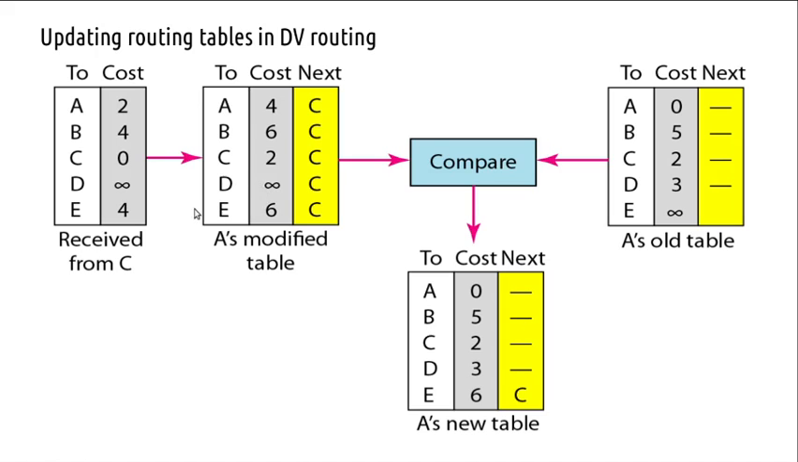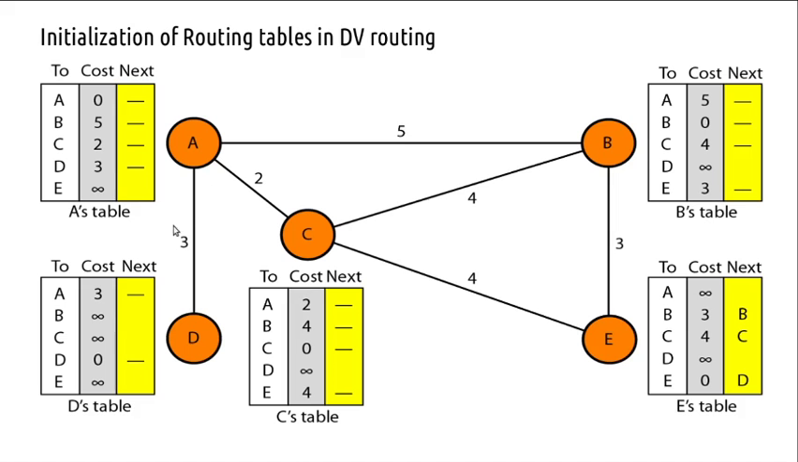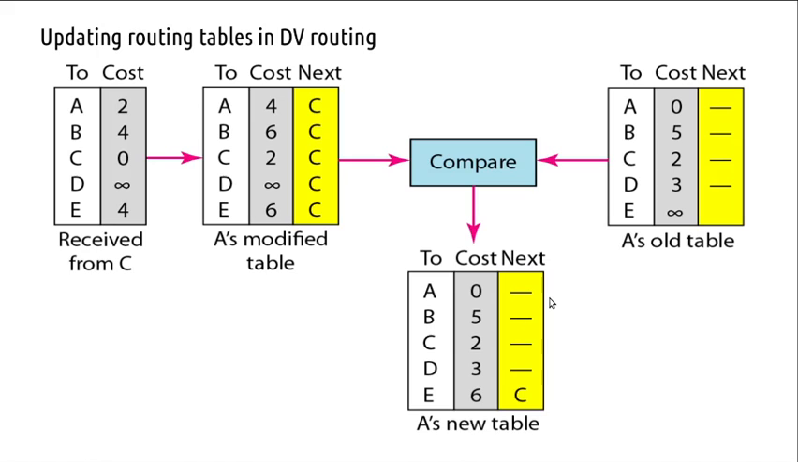C doesn't have any information updates about how to reach D. To reach E it needs 6. So C says 6, 4 plus 2, 6. Up to C it's 2, and after that 4. Right. Now it will compare.